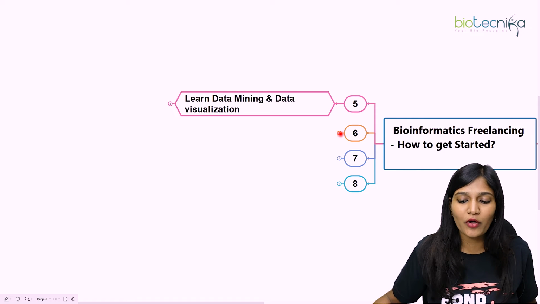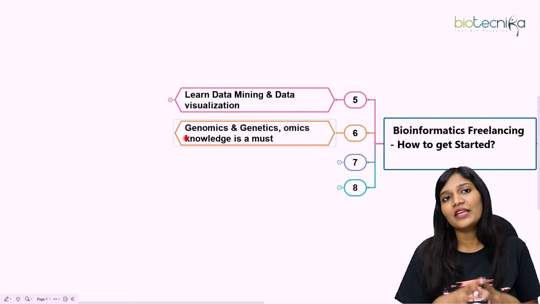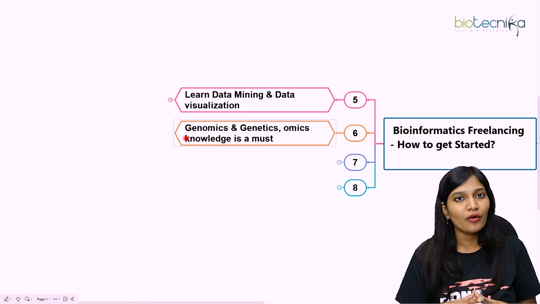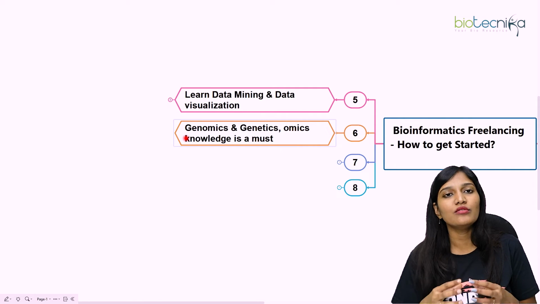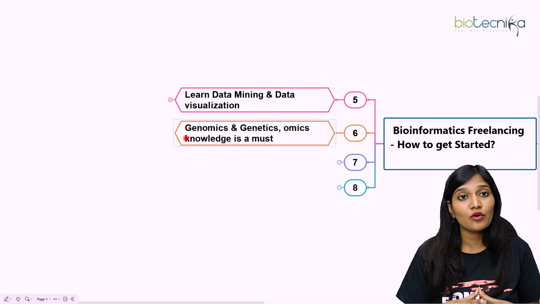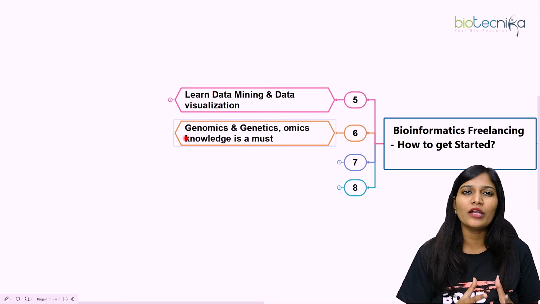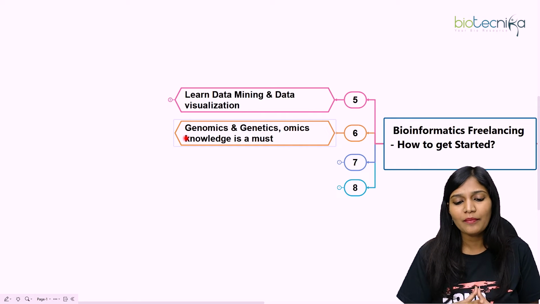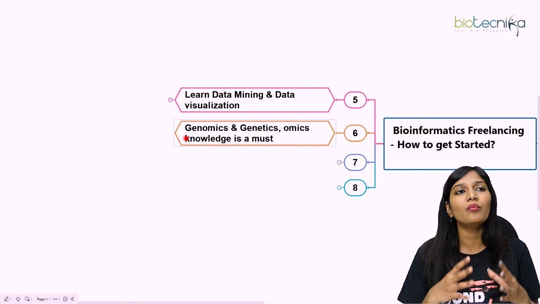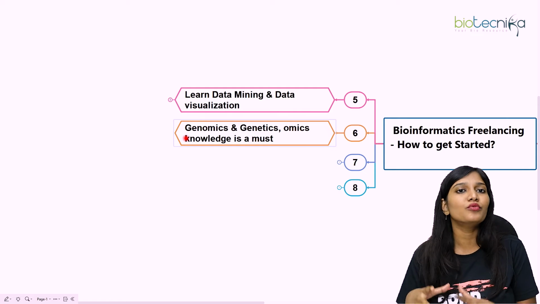The next, sixth point I'm going to talk about is having knowledge about omics, which is a very important thing. You need to know about genomics, transcriptomics, proteomics, and of course metabolomics, everything you need to know, and knowledge about molecular biology and genetics. It will be of great help. So always remember to have both the theoretical knowledge as well as the knowledge that's been implemented through the programming languages or coding part.